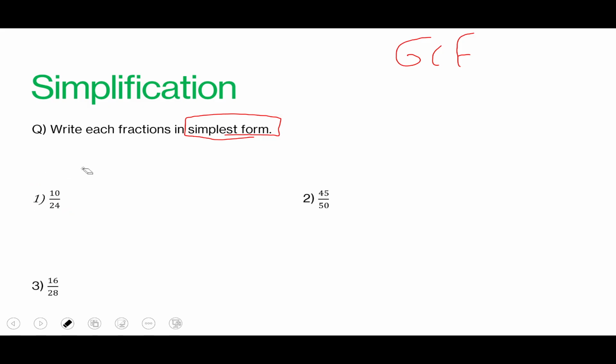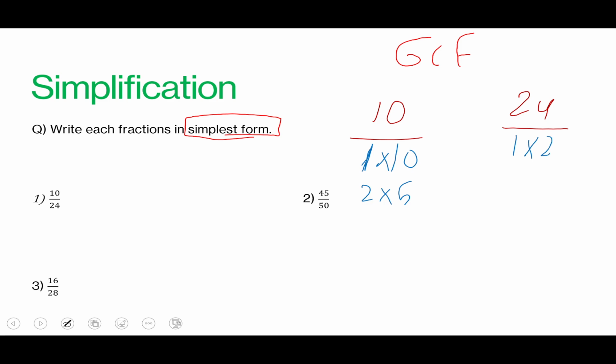Okay, so let's solve the first one. I will use the GCF in here. Let's say 10 and 24. Write all the factors of 10. I will start from 1. 1 times what number is going to be 10? 10. 2 times 5 is 10. Is there any more factor? No. Go to 24. 1 times 24. The second one, 2 times 12. 3, yes, we have it. 3 times 8. And 4 times 6.